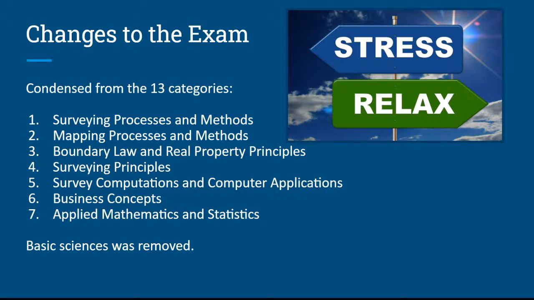All right, and just to reiterate one more time for you guys, the biggest thing that we did see was basically condensing it from 13 categories down to 7. So they basically just condensed them and put them together. Surveying processes and methods, mapping processes and methods, boundary law and real property, survey principles, all these were condensed into smaller categories. And then applied mathematics and statistics. That was the biggest change, the reduced amount of categories.